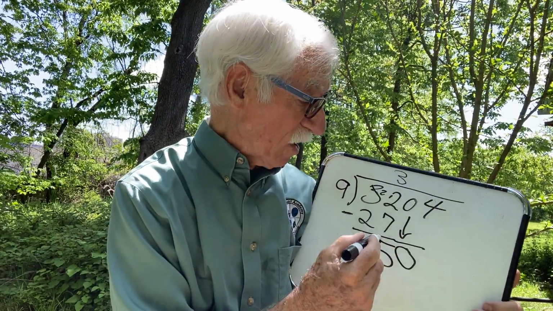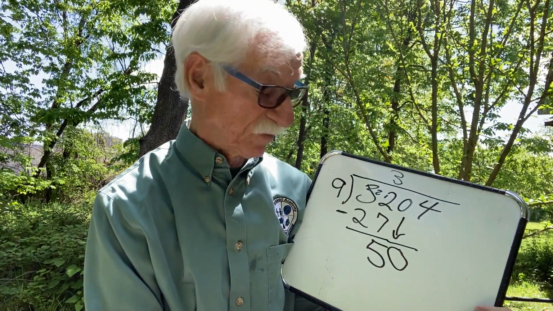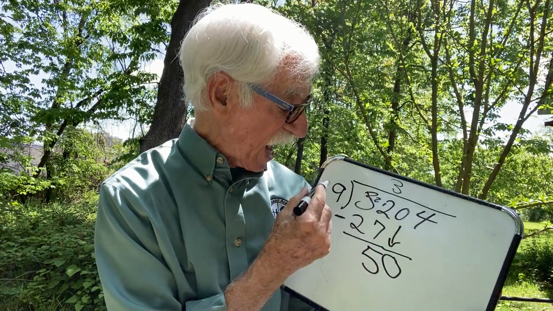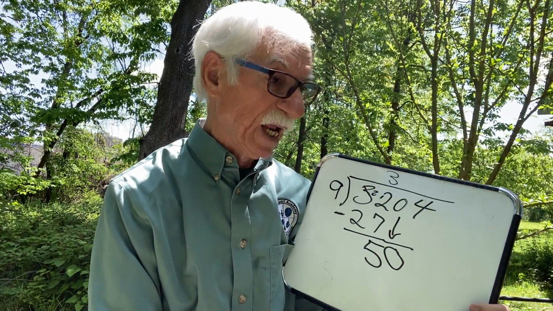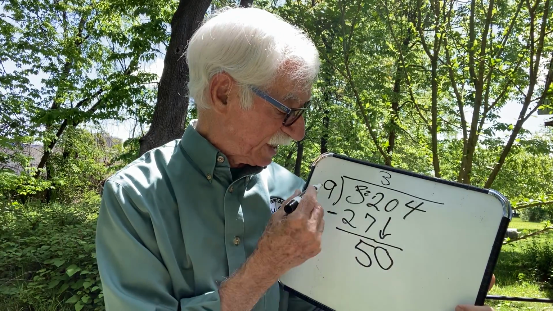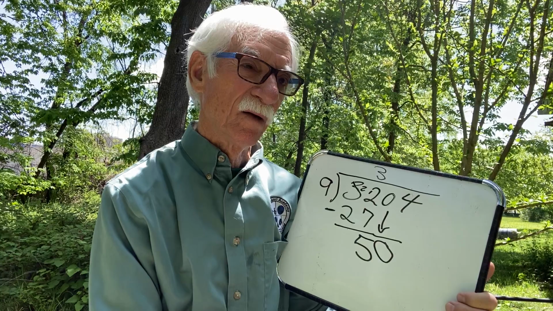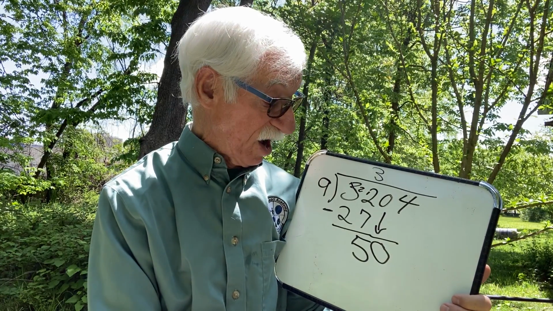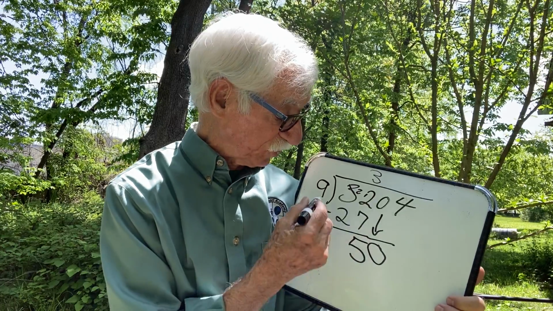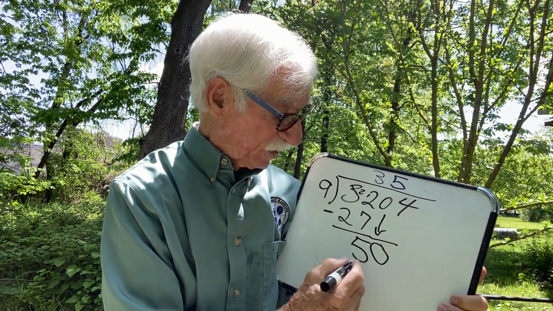So now I'm looking at 50 tens or 500. 50 tens is 500, and I want to know how many of the 500 he can do in an hour, and he's got 9 hours to work. So let's see, 9 times what gives me something close to 50? 9 times 5 would be 45. 9 times 6 would be 54. I don't have 54, so 9 times 5 is 45.